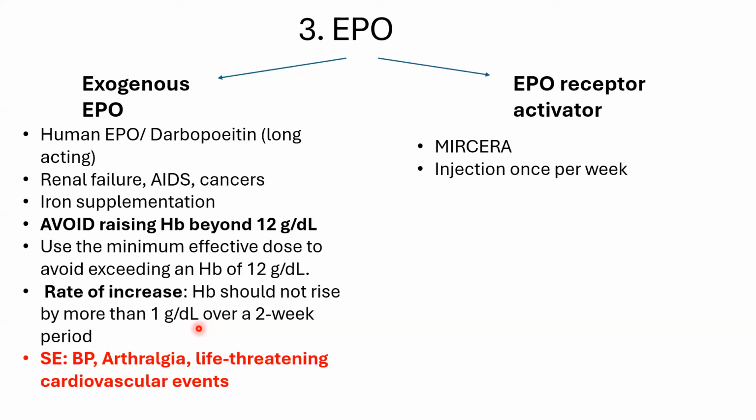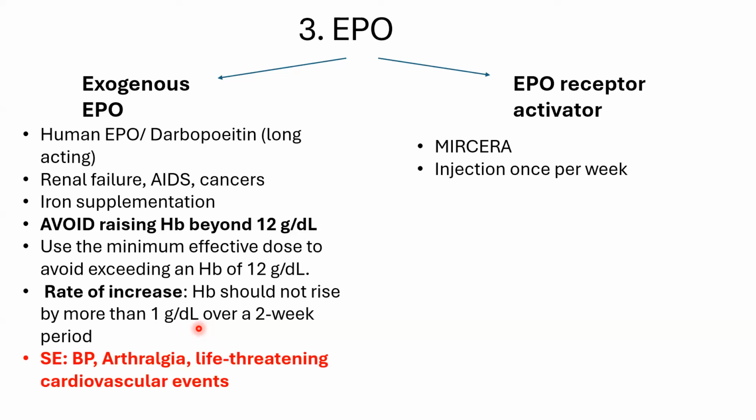Because erythropoietin stimulates the production of red blood cells. And if you produce too many of them, your blood will be very thick. Very thick blood means a life-threatening cardiovascular event. It can clog the arteries, lead to thromboembolism, and lead to infarctions. So we don't want that, okay?